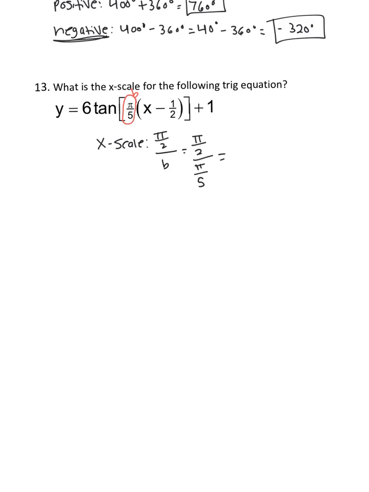Whenever you're dividing by a fraction, remember that you're going to multiply by the reciprocal. So this is pi over 2 times 5 over pi. Now the pi's are going to cancel, and you're going to be left with 5 over 2, and that 5 over 2 is our x scale.